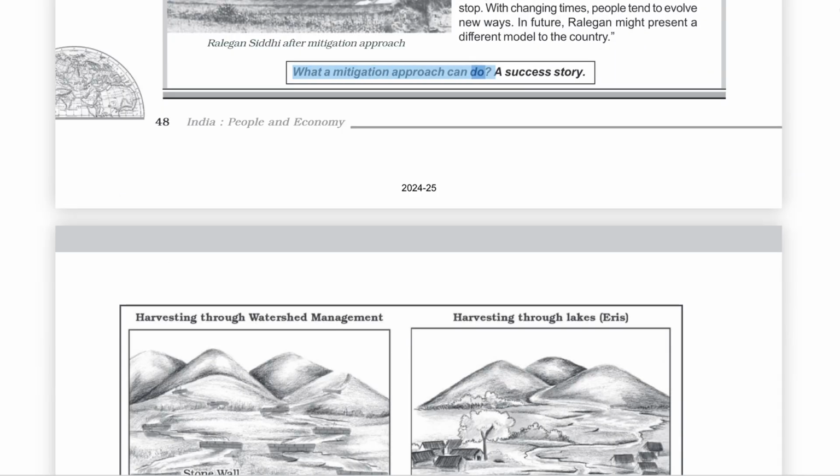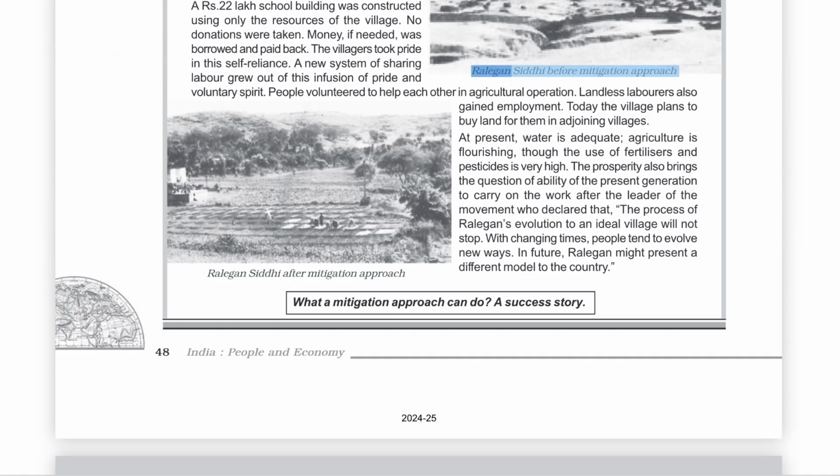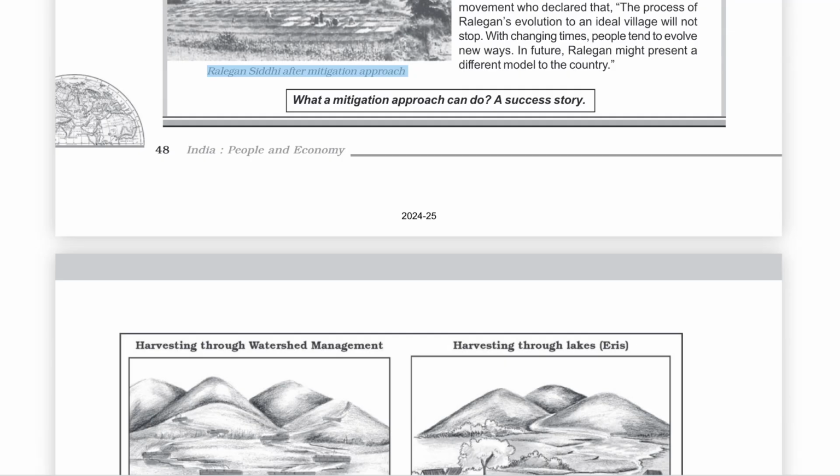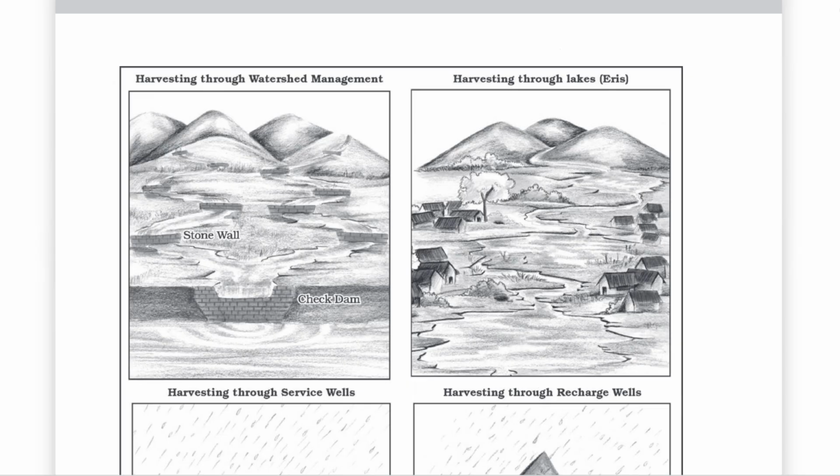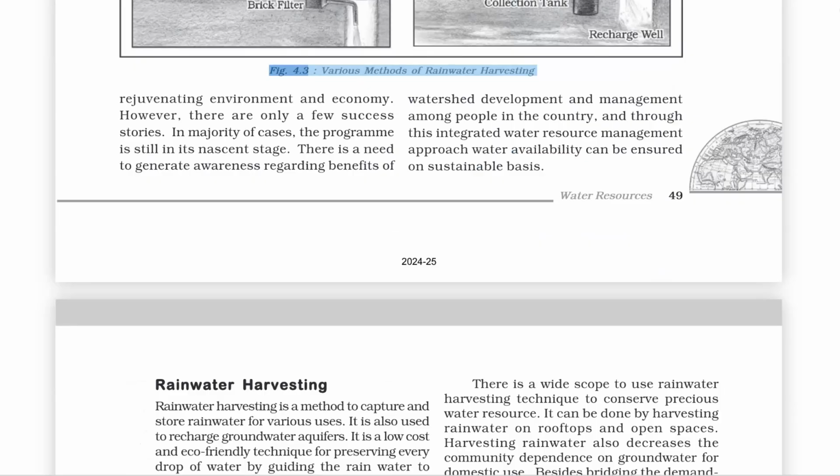What a mitigation approach can do. A success story. Ralegan Siddhi before the approach and after the approach. Figure 4.3: Various methods of rainwater harvesting.